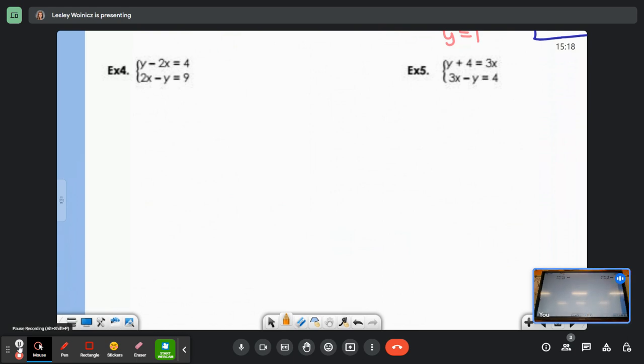This time we don't have many options for what to isolate that would be easy. Yeah, the y in the first equation, right? All right, this is our guy right there. There's the weakest link. So we're going to add 2x to both sides, and we get y equals 2x plus 4. Okay. Here's a y that I can substitute in for.